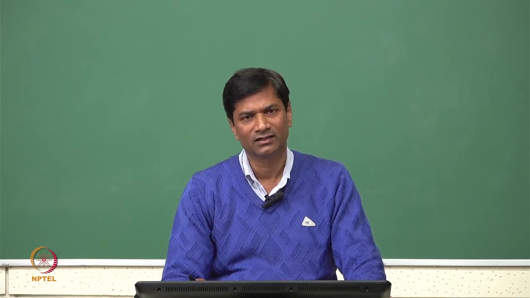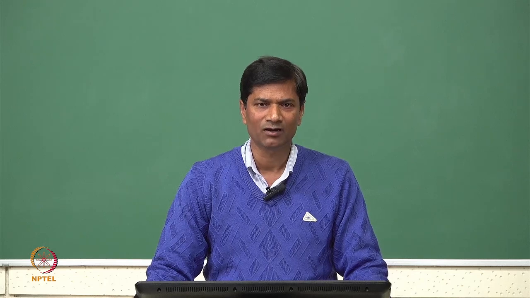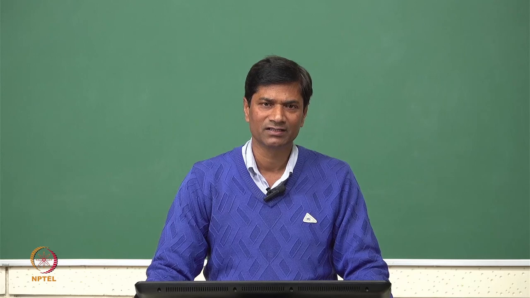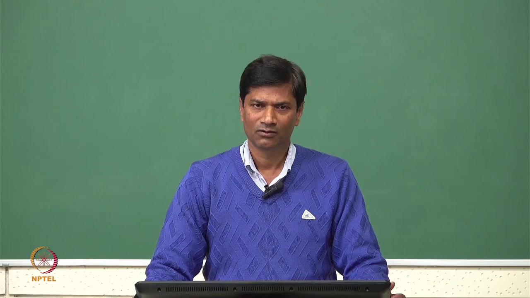Now, you see, since de Solla Price has mentioned that science communication should be measurable, the question comes: what is the need for metrics in science communication? Why do you need different measurements in science communication? The first important thing for metrics is to get quantitative and qualitative evaluation. We need metrics in science communication to evaluate both quantitatively and qualitatively. We need to evaluate science communication in respect of quantity and quality, hence we need metrics.